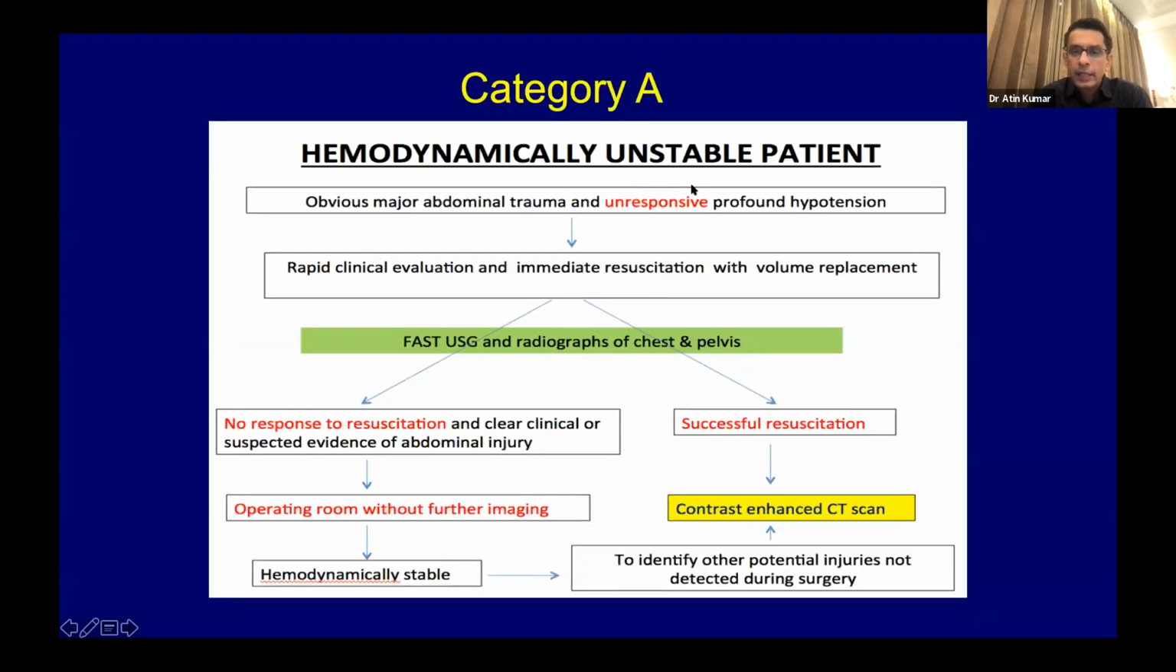So category A patients are the one who are hemodynamically unstable, usually unresponsive. What we do as an imaging in these patients is just a fast ultrasound and radiographs of chest and pelvis. Usually there is not enough time for these patients to be subjected to a CT scan, and based on the findings of the fast and the radiographs and on the clinical findings, if they are suspecting abdominal trauma, these patients go directly to the operating room without further imaging. However, if they become hemodynamically stable, then you may get a contrast enhanced CT scan done to further characterize these patients also. Then they actually become category B later on.